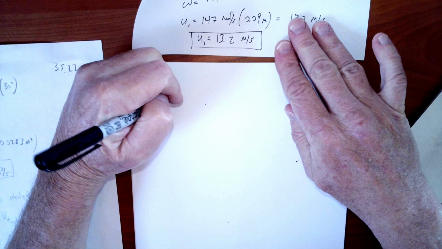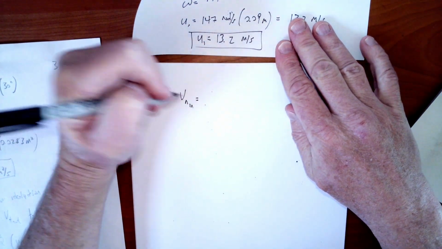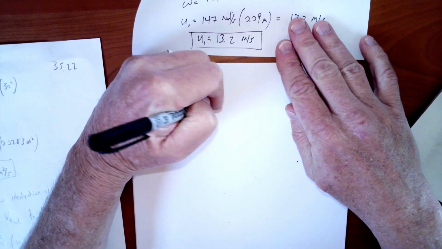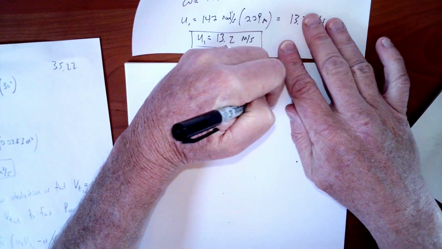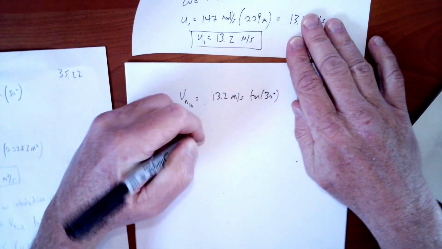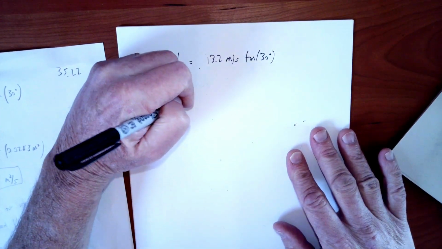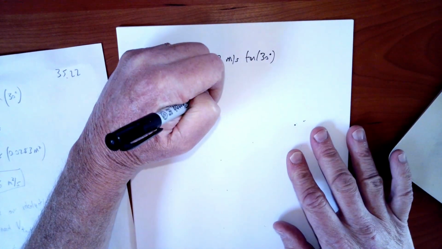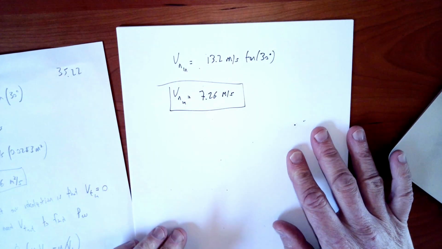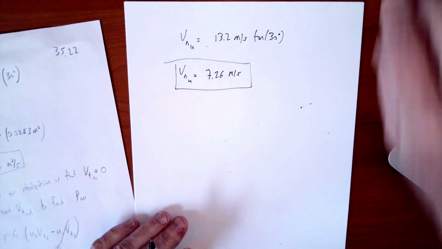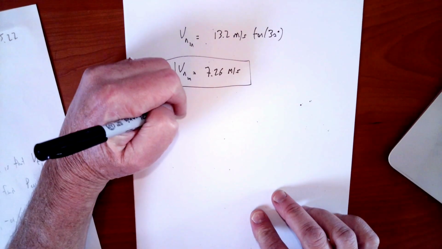So my Vn in, my normal velocity going into my pump region, is the 13.2 meters per second for U1 times the tangent of 30 degrees. I plug that into my calculator, and I get that the normal velocity at the inlet to my pump region is 7.62 meters per second. All right, so there's a good result. I've got an inlet flow velocity into my pump region, my blade region. Now I can get my Q dot.